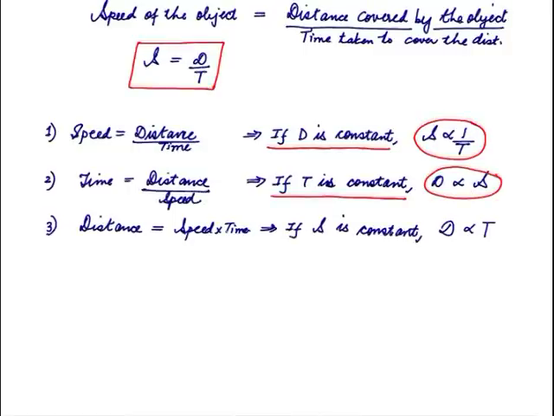And the third example, distance is speed into time. All these are derived from the same basic formula. So that means that if speed of the object is constant, then distance traveled varies directly as the time. Now this is also very, very obvious.